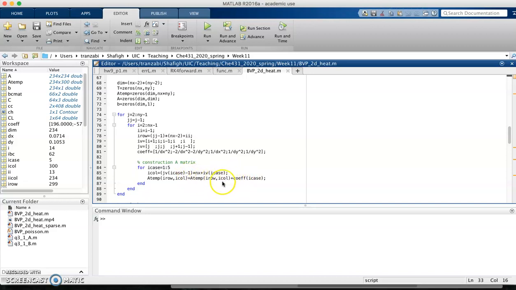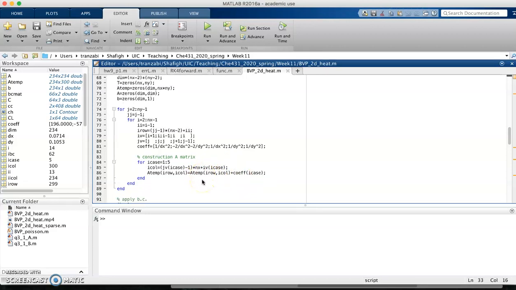And you have to add them up, because if there's another equation contributing to that element of the matrix, then it has to be there. So that's why we add the coefficient to the current value of the element in the matrix.